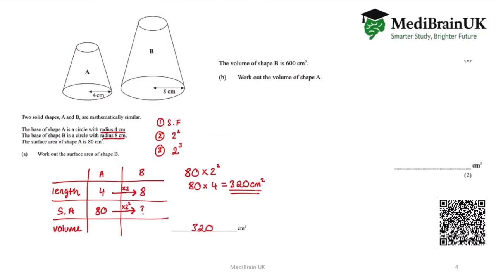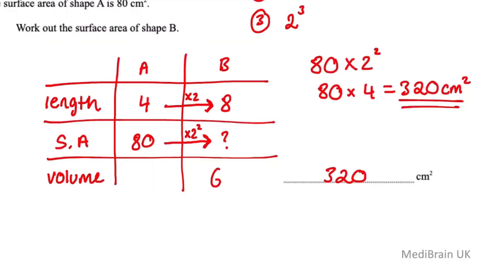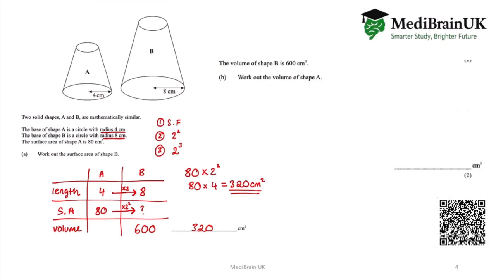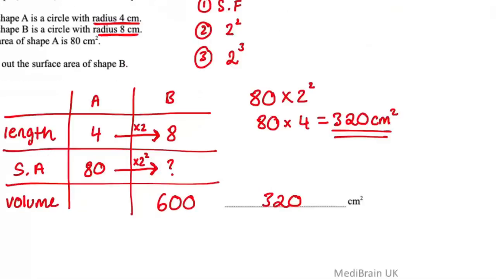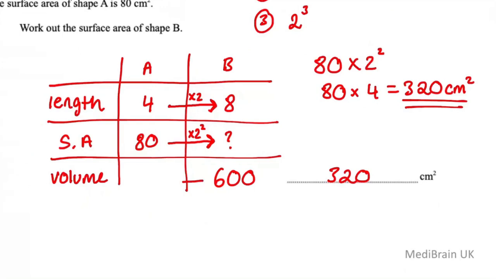Okay. Now it says for the next question, the volume of shape B is 600 centimeters cubed. Okay, so let's fill that into our table. The volume of shape B is 600 centimeters cubed, and we need to work out what the volume of shape A is. Okay, so this time we are going this way. We're going in the opposite direction.